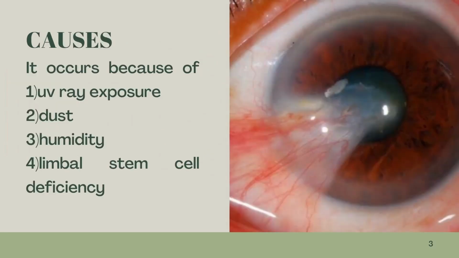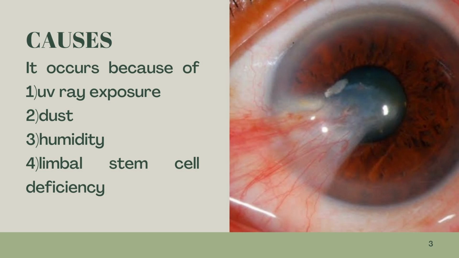Okay. Then next, what are the causes of pterygium? It occurs because of UV ray exposure or dust or humidity, or if an individual has limbal stem cell deficiency, then also pterygium can occur. You can already see in the picture how it is progressing towards the cornea. See, it is triangular in shape, it has blood vessels and fibrous components.